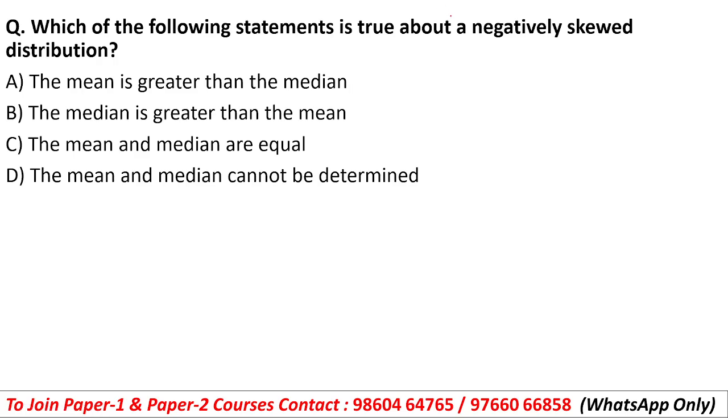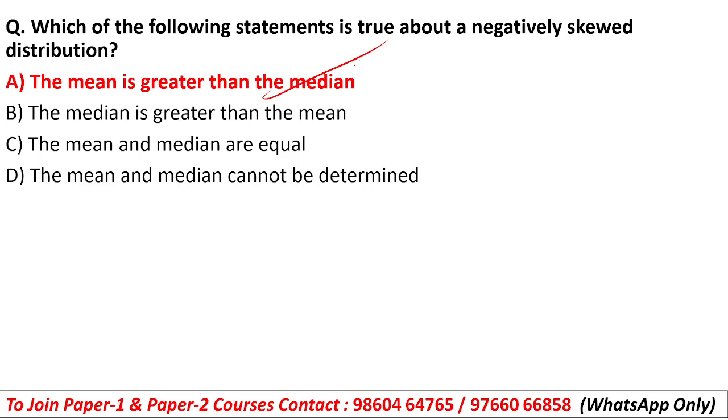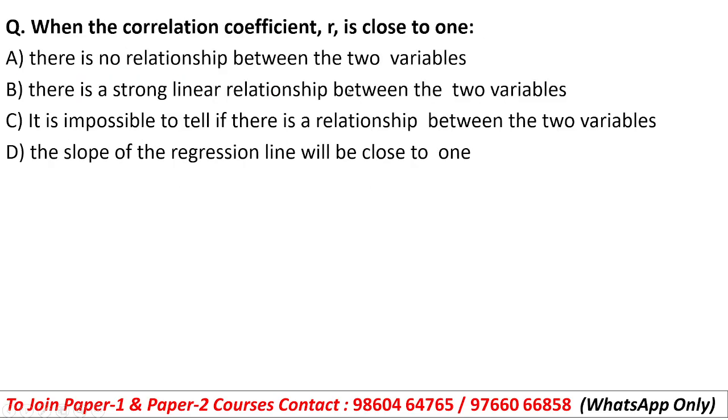Which of the following statements is true about a negatively skewed distribution? The mean is greater than the median, the median is greater than the mean, the mean and median are equal, and the mean and median cannot be determined. So whenever we talk about negatively skewed data, in such a case the mean and median will not be equal, and the mean and median cannot be determined will not be there. Here the mean is greater than the median. Okay, the value of mean will be greater than the value of median. So option number A will be the right answer for this question.